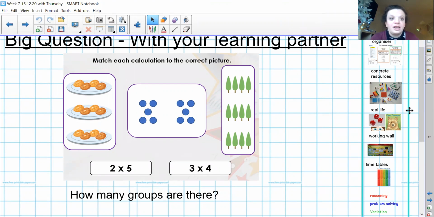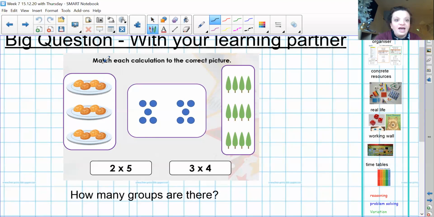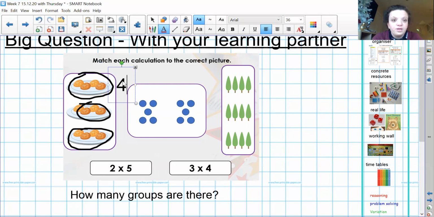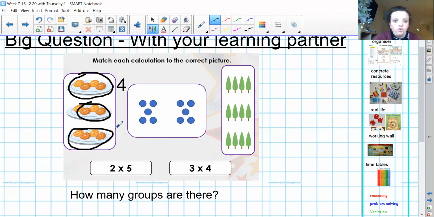Okay, well done. So let's look at the first picture. We have got 1, 2, 3 groups. 3 groups there, 1, 2, 3, and in each group we have got 4. So that means we've got 3 groups of 4. So it's 3 times 4. So I'm going to match it to this one here.